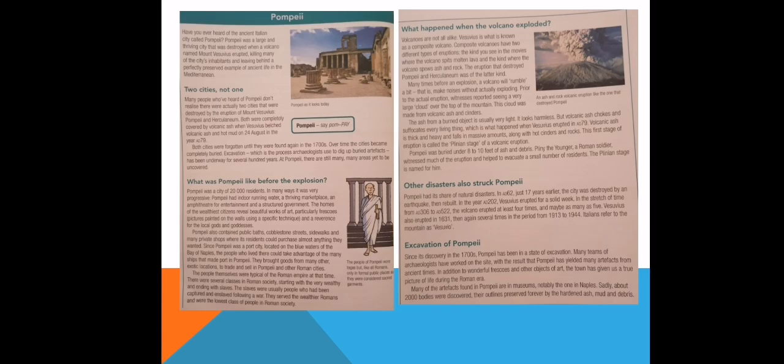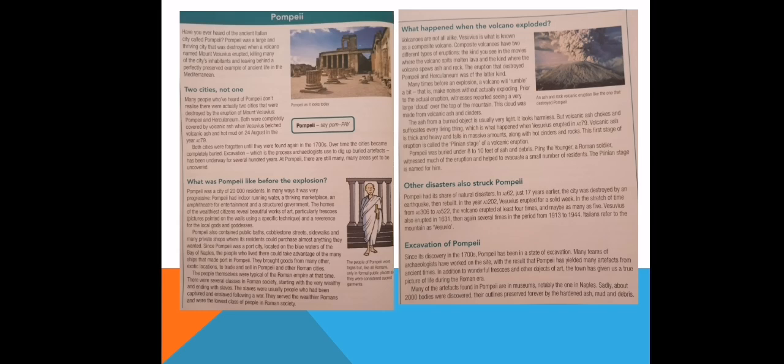Other disasters also struck Pompeii. Pompeii had its share of natural disasters. In the year AD 62, just 17 years earlier, the city was destroyed by an earthquake, then rebuilt. In the year 202 AD, Vesuvius erupted for a solid week. In the stretch of time between the year AD 306 and AD 522, the volcano erupted at least 4 times, and maybe as many as 5. Vesuvius also erupted in 1631, then again several times in the period between 1913 and 1944.